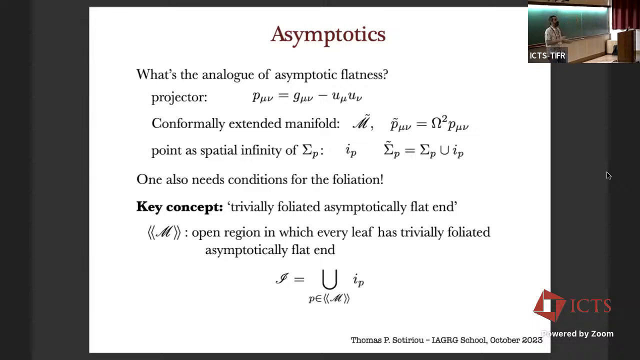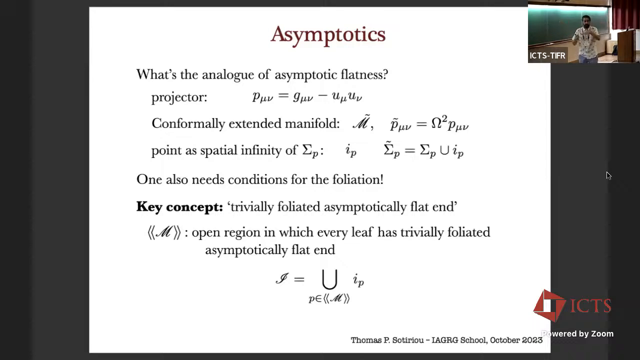So the logic is that when I go far away in every leaf, if I take all the leaves and stack them together in a sense to make the space-time again, the foliation should be the trivial foliation of Minkowski, where basically your foliation becomes the time coordinate in Minkowski and it doesn't do something funny, right? Because you don't want the foliation to have structure in flat space. Okay, so then you can define this M in brackets as the open region in which this holds true.